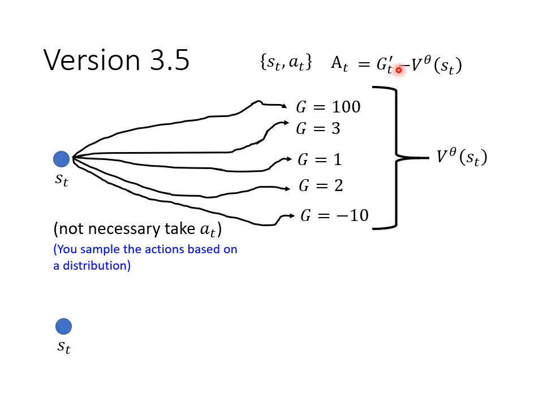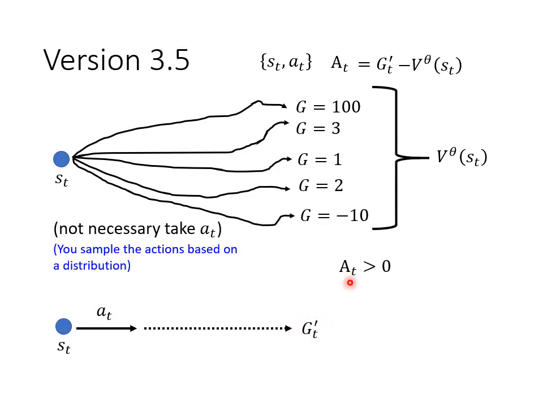Okay, what is the meaning of GT prime? GT prime is the cumulative reward we'll get after executing AT when seeing the scene ST. So, after we execute AT, we continue playing the game. Down the road, we get a reward, which is GT prime.